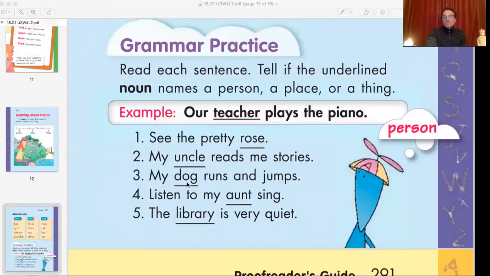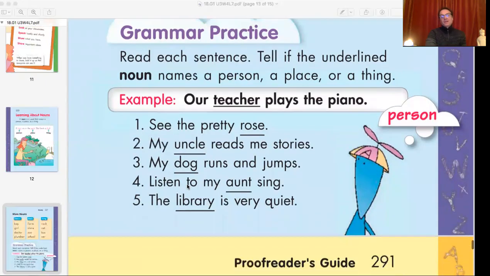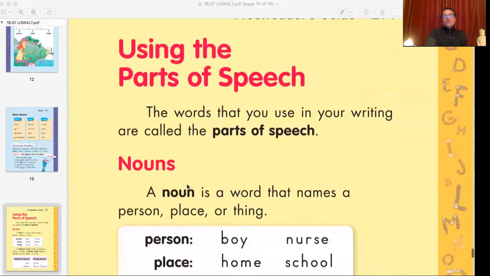Is a dog a person? No. Is it a place? No. Is it a thing? Yes. Number four, listen to my aunt sing. Is an aunt a person? Yes. Number five, the library is very quiet. Is a library a person? No. Is a library a place? Yes. So, person, place, or thing.